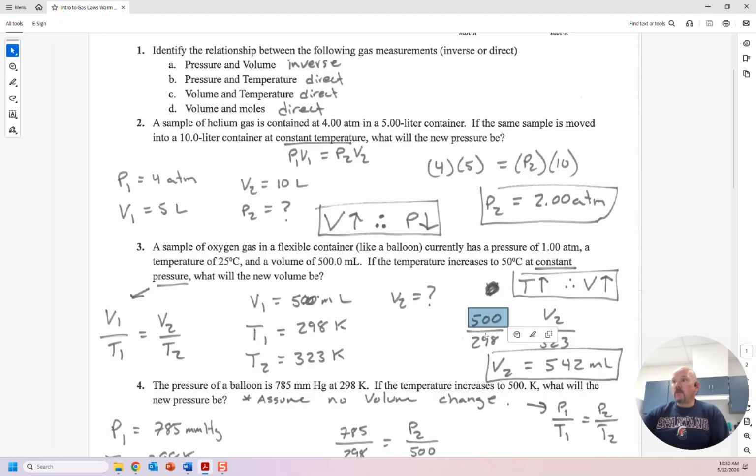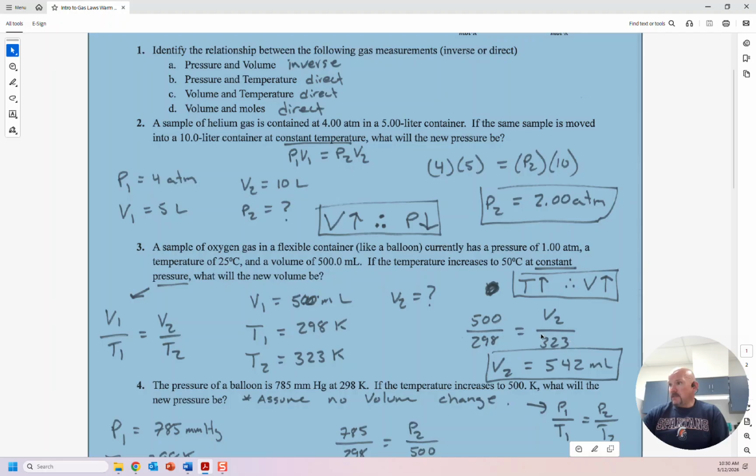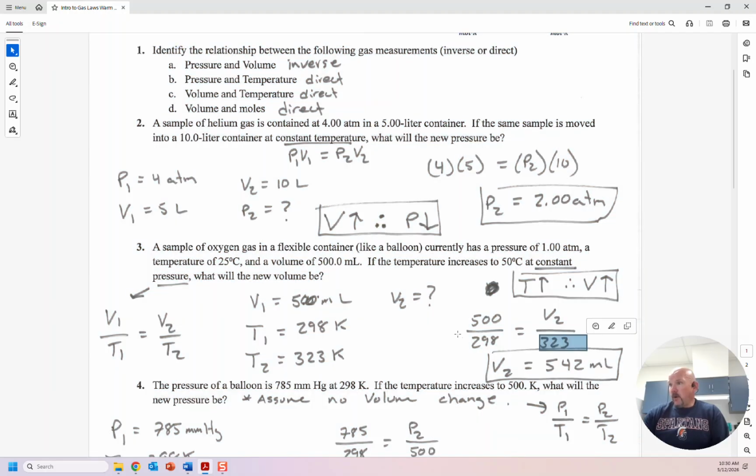So we plug in our V1, we plug in our T1, which is 25 plus 273. That's where 298 came from. We are solving for V2, and we plug in our T2. Now, how are we going to solve for V2? It's pretty easy, right? It's going to be 500 times 323, and then we'll end up dividing by 298. So this times this divided by this will be our answer for V2, and it will be the same units as our V1. So since we plugged in milliliters for V1, our units are going to be milliliters.